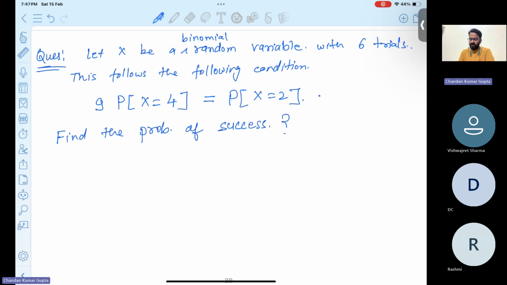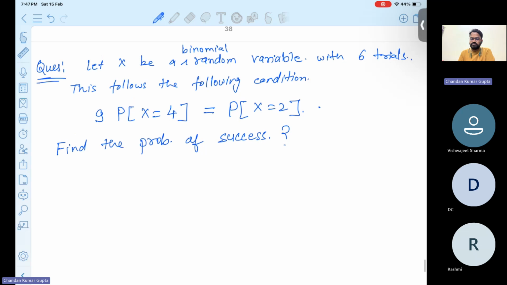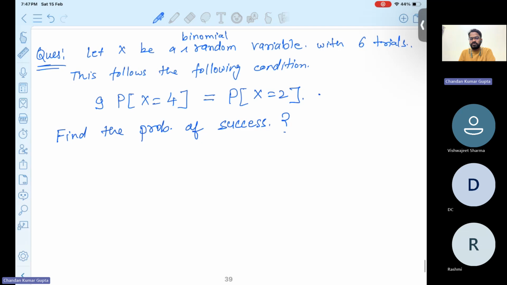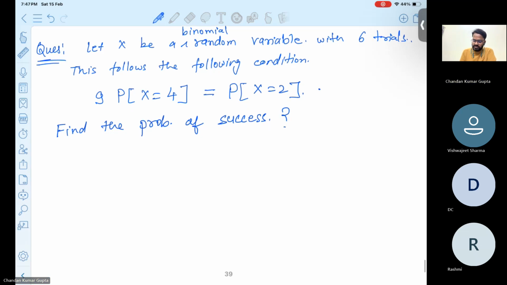Can anyone tell me how to proceed? We are given x is a random variable which follows a binomial distribution. Also, we are given 6 trials, so the value of n is given. And instead of giving the probability of success, we are given a condition: 9 times the probability that x equals 4 is equal to the probability that x equals 2. We need to find the probability of success, that is p. So can anyone say anything, or should I proceed?